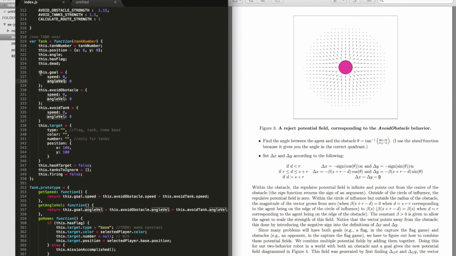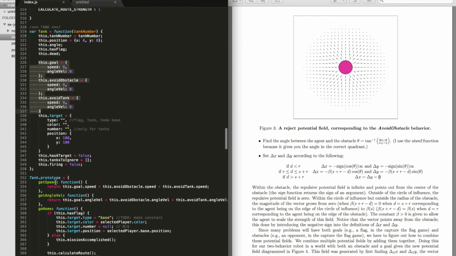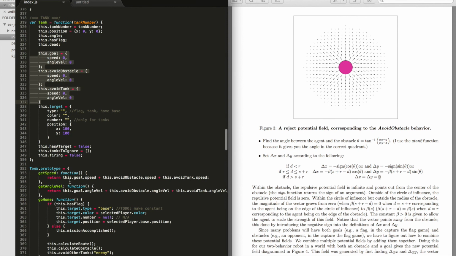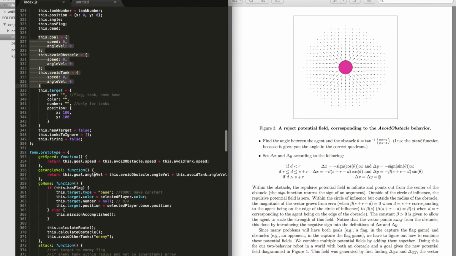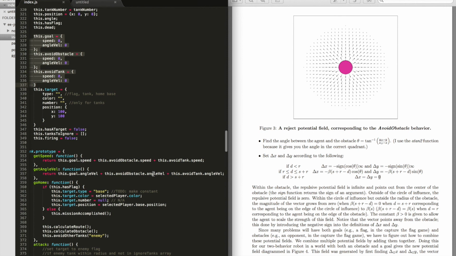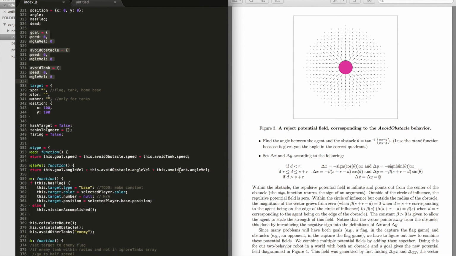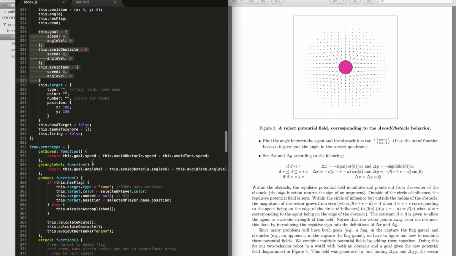These three objects, when it's time to tell the server how fast we want the tanks to go and what angle velocity we want them to go, in these functions, we add up these three values. So the goal speed, the avoid obstacle speed, and the avoid tank speed. And we add up the goal angle velocity, the avoid obstacle angle velocity, and the avoid tank angle velocity. And I'll show you how we calculate these values here.